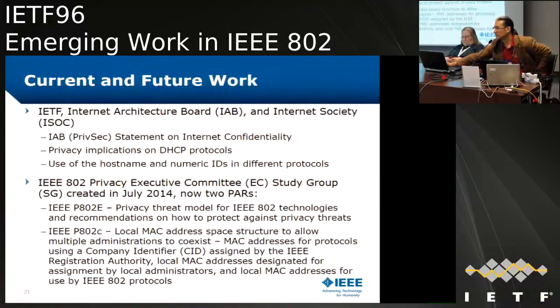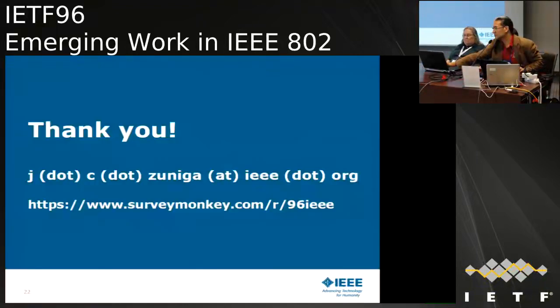And the future work, well, again, the IAB is making some statements on the best use of the protocols. We have specific work taking place in different groups. And in IEEE 802, we created this 802E work that is defining the privacy threat model and the recommendations for IEEE 802 users. And that is in coordination also with the work that Pat just presented, the 802c, which will take care of defining a space, as the question was asked before, a space where we can randomize MAC addresses.